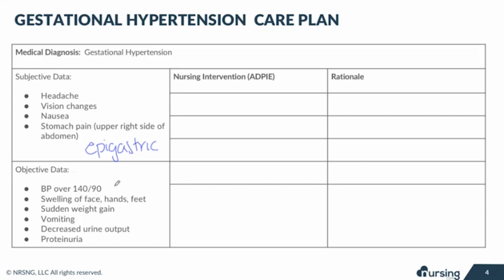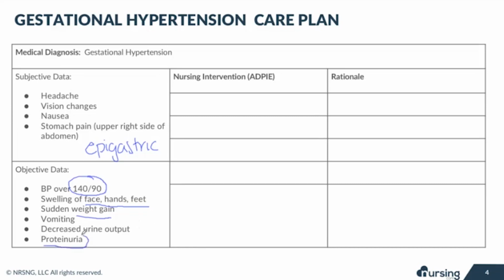Objective data, so what we are observing is a blood pressure over 140/90. Remember, they have to have that as a diagnostic tool for this. Swelling of face, hands, and feet. So this area, face, hands, and feet, are the most common areas that they'll start to all of a sudden get really swollen and retain water. Sudden weight gain because they're retaining water. They might have some vomiting and decreased urine output, especially if those kidneys are not being perfused because of the high blood pressure. And then proteinuria.